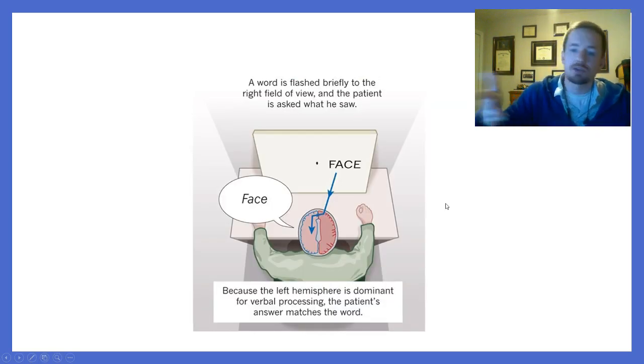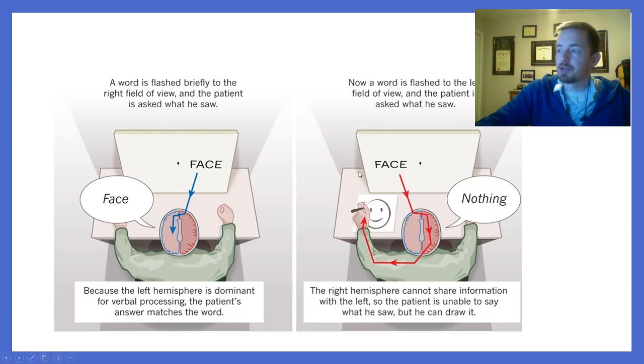So here's kind of an example where this particular person, if they have a word flashed briefly in the right visual field like this, it's going to go over to the left hemisphere. So this person would be able to say, oh, I saw a face. But if it was flashed in the left visual field like this, they would not be able to tell you what they saw, because the left hemisphere didn't see anything.